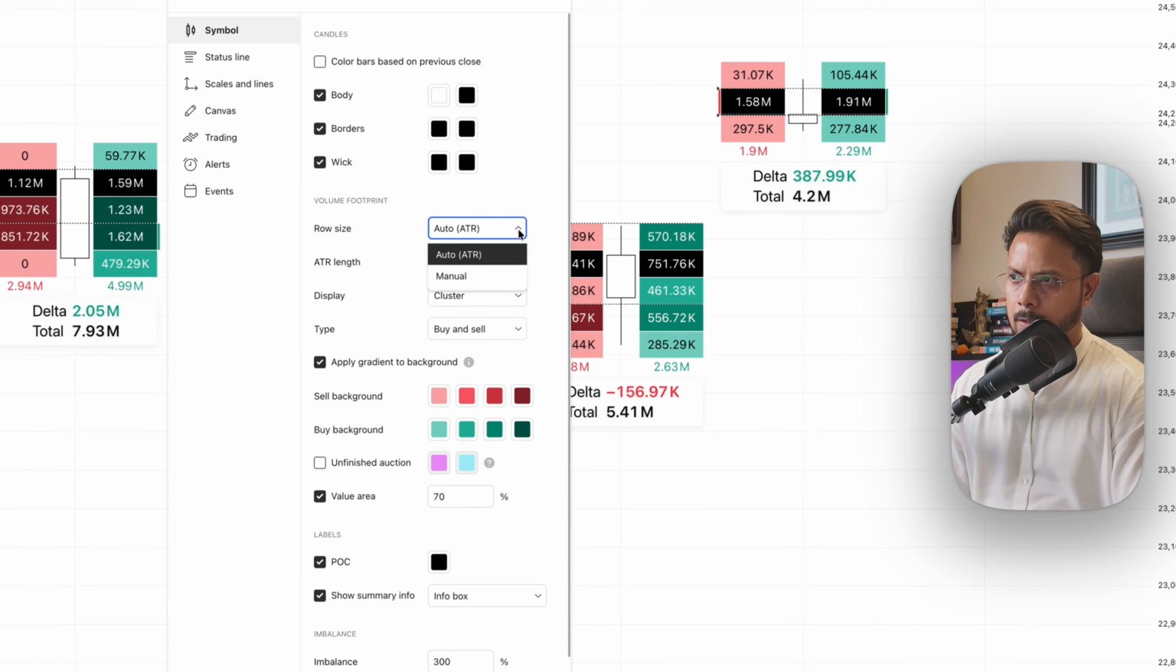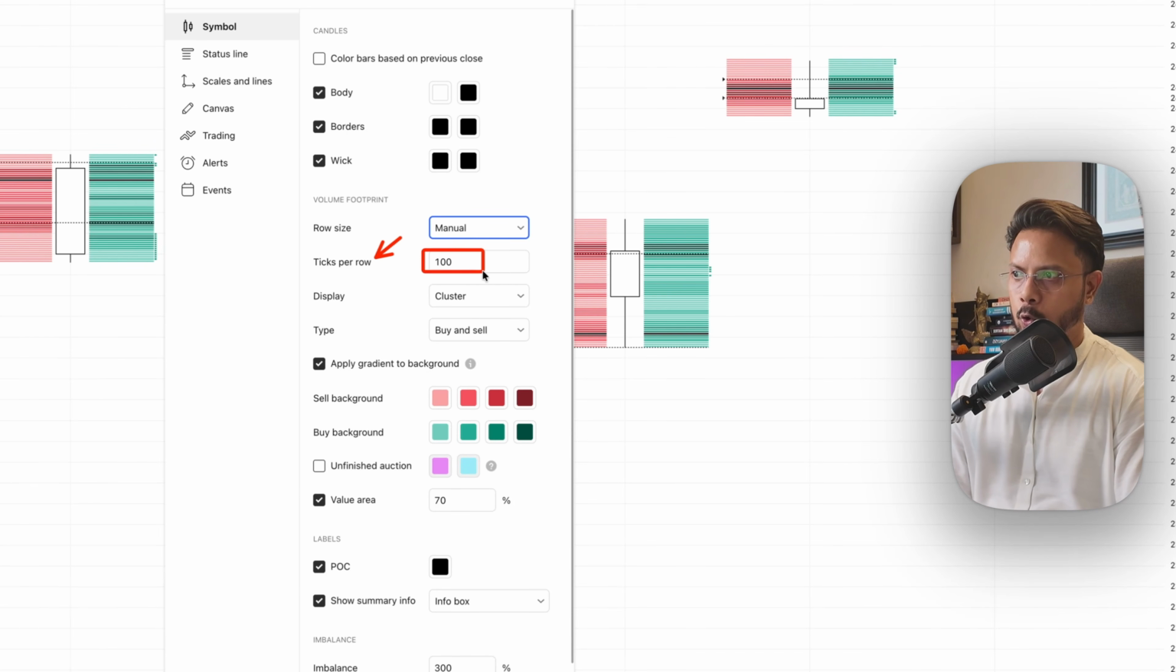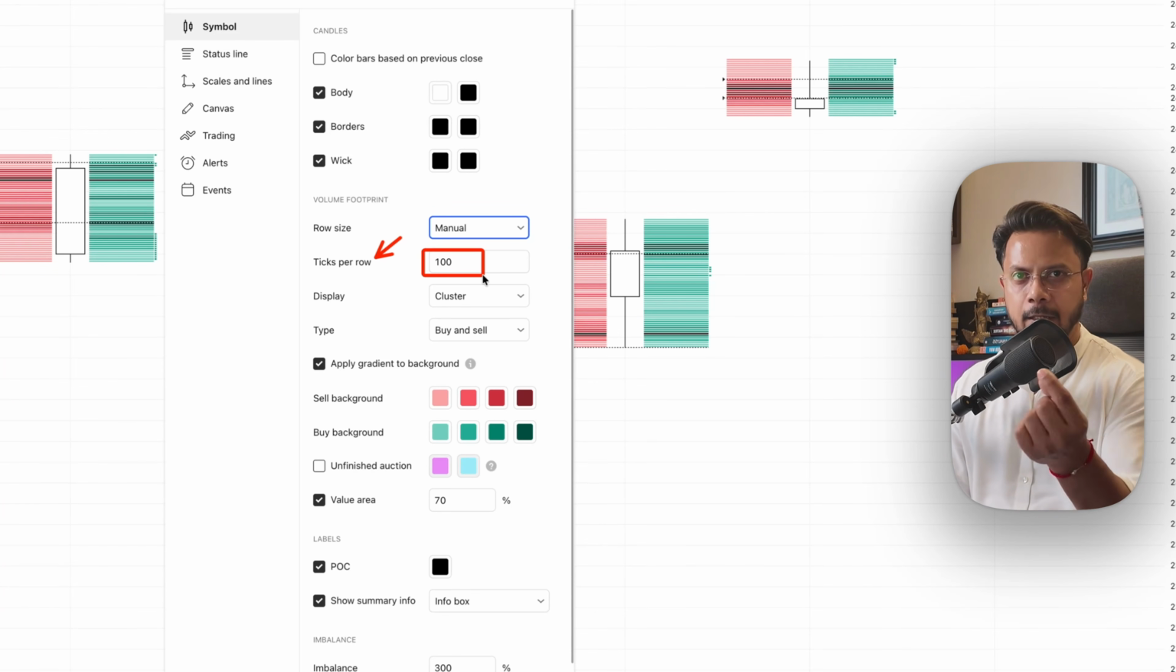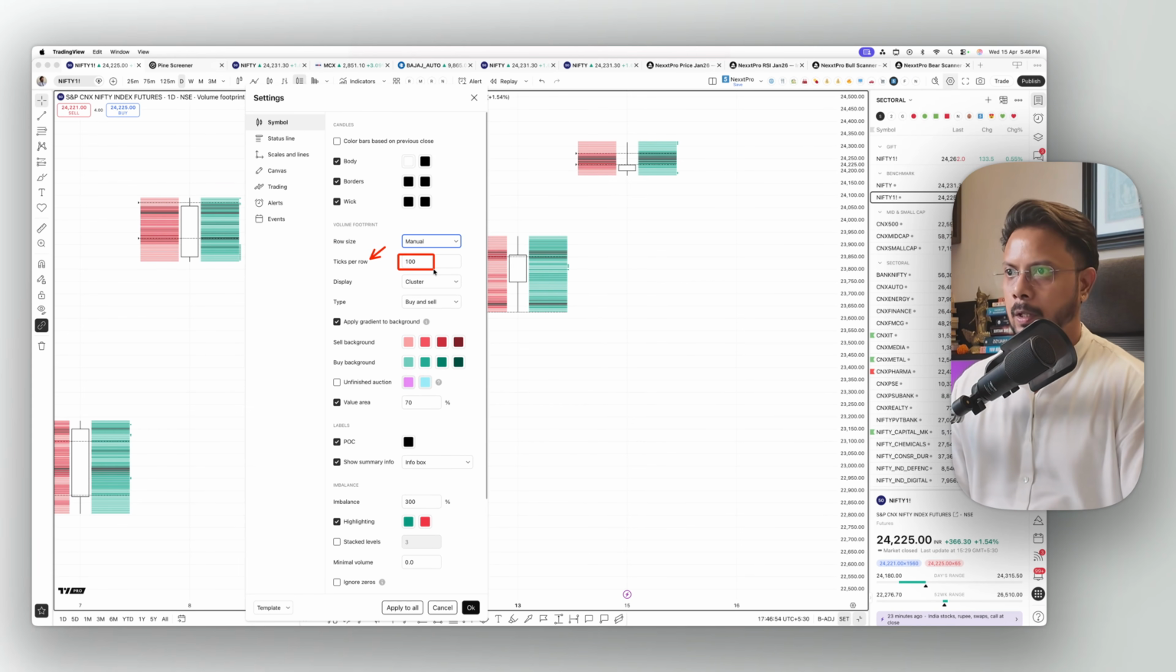So let's see what's below that. Auto ATR, it's manual. All right, let's select manual. The moment I select manual, this becomes ticks per row. What does ticks per row mean? A tick means one move of the particular script. It just went up, came down. That's one tick. So in a particular row, how many ticks do you want? If I make it 100, or should I make it 5? Let's see, if I make it 5, how does it look?